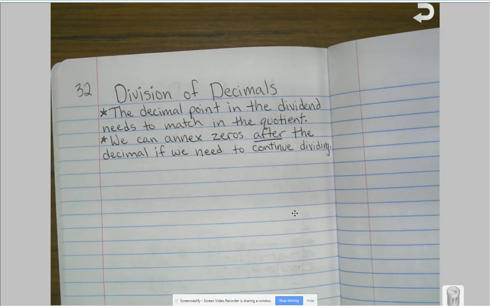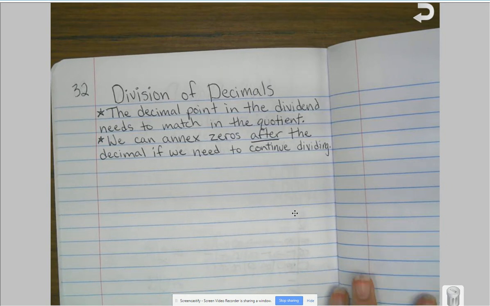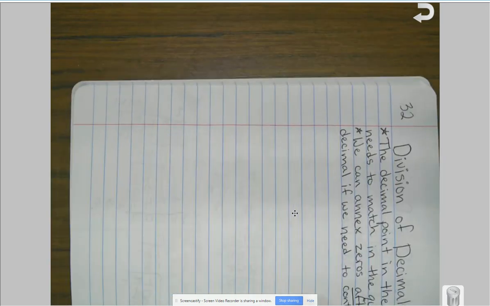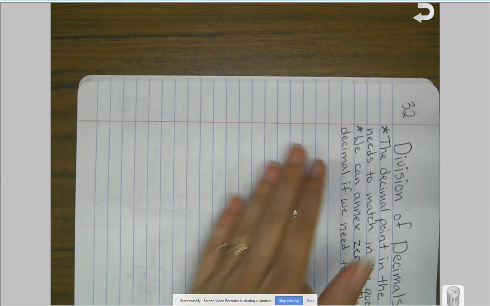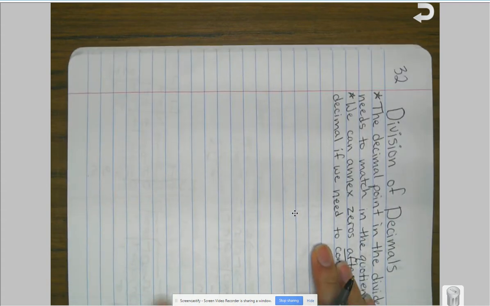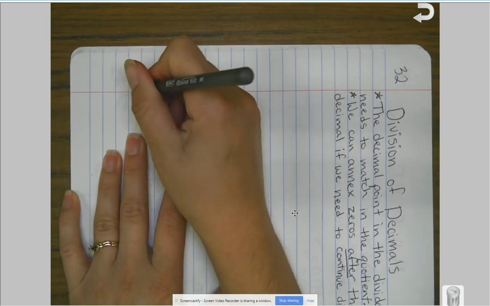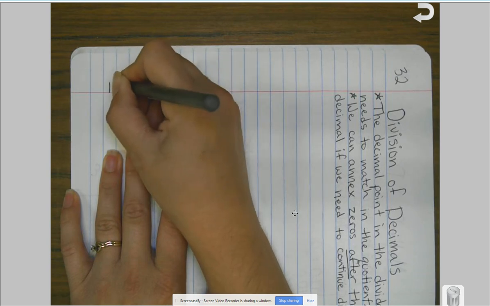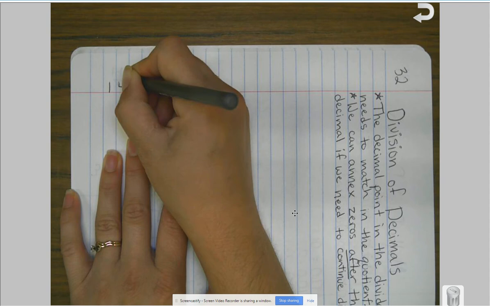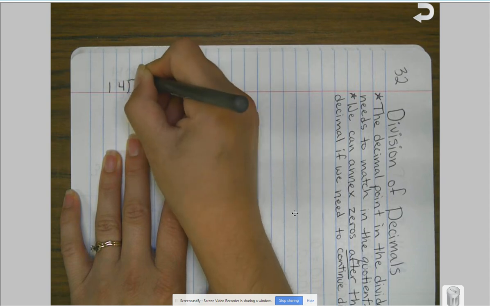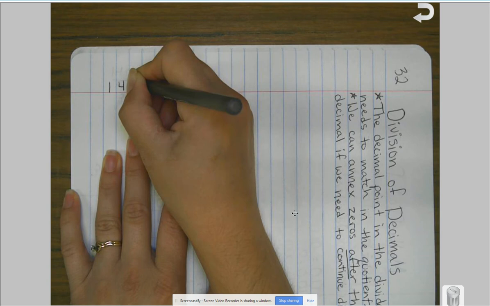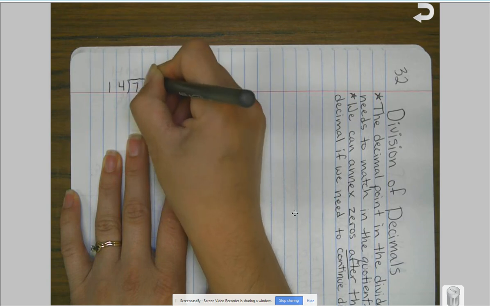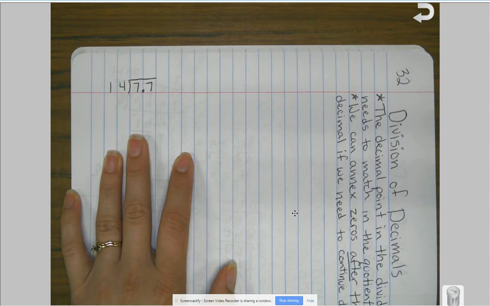All right, with that, let's do a couple of examples. So turn your math journal. Okay, you need room for 4 problems. Okay, the first problem I want you to have is 7.7 divided by 14. So that means 14 is going to be the divisor, and 7.7 is our dividend. All right.